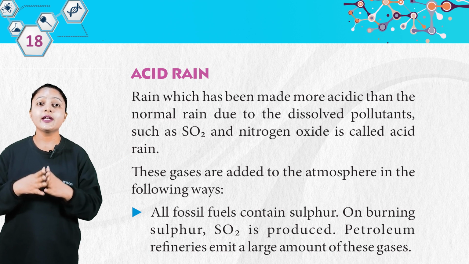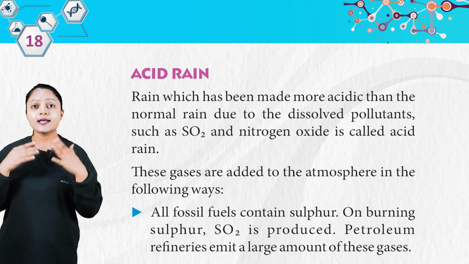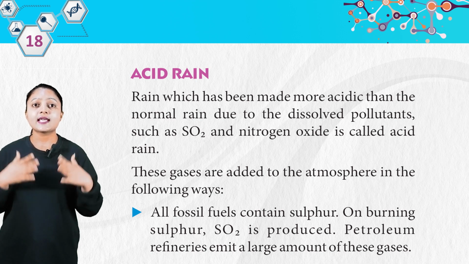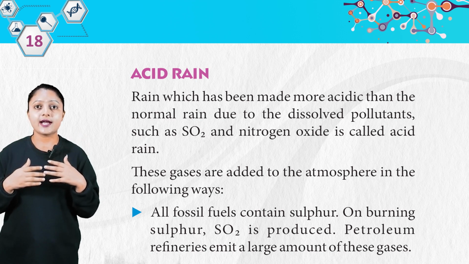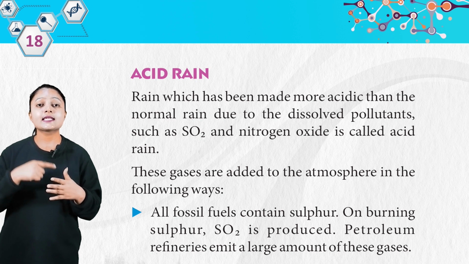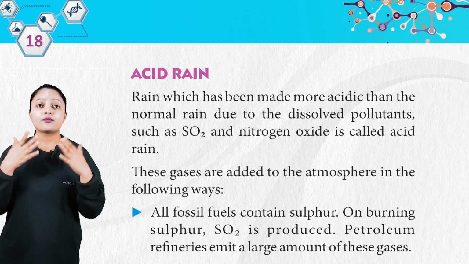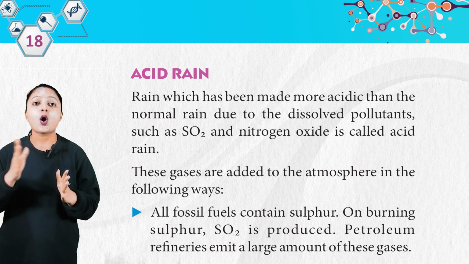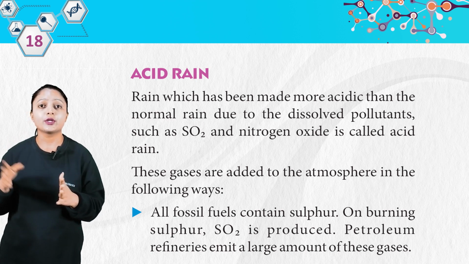Acid rain. Rain which has been made more acidic than the normal rain due to dissolved pollutants such as SO2 and nitrogen oxide is called acid rain. These gases are added to the atmosphere in the following ways. First, all fossil fuels contain sulfur. On burning sulfur, SO2 is produced.